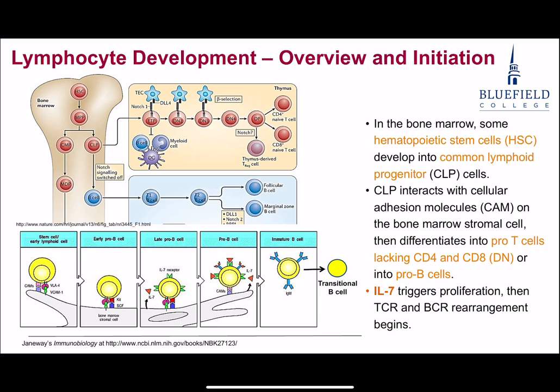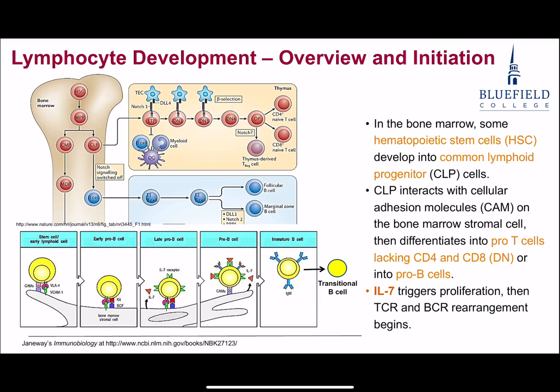Then it starts interacting with the stromal cells in the bone marrow, so all the cells lining the interior of that bone. Signals from those stromal cells will then differentiate that common lymphoid precursor into either saying, I'm going to become a T cell or I'm going to become a B cell. And then you get those very earliest, but they're committed to that pathway at that point. So they're pro-T cells or pro-B cells. All right? Everybody with me?